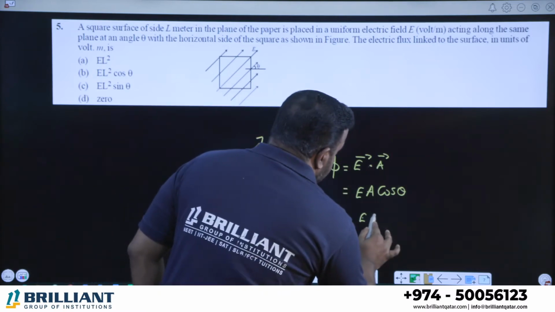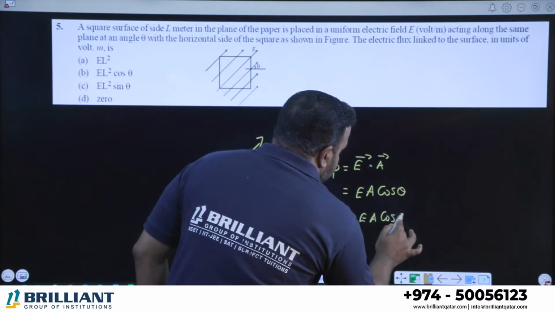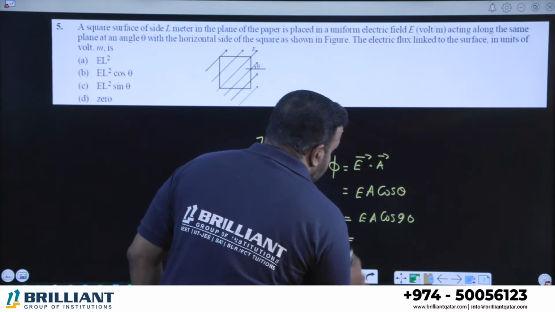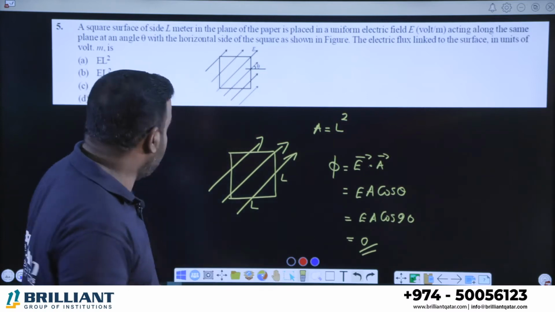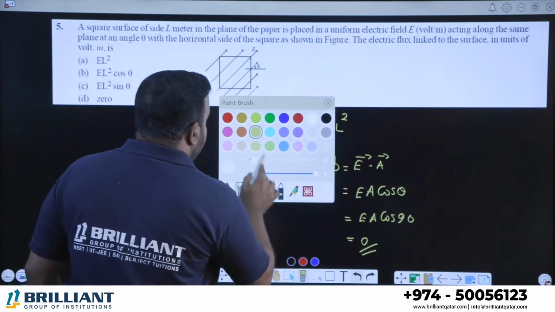So we get E A cos 90. What is cos 90? It is equal to 0. So what is the flux in this case? The flux in this case is 0. Okay. So the answer is option D.